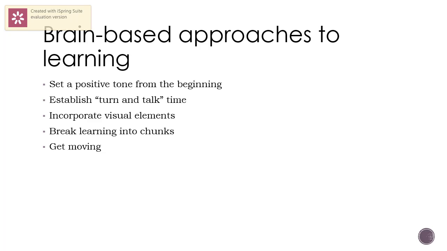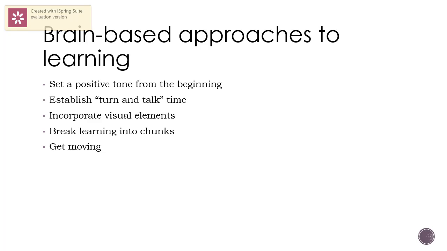Brain-based learning is based on the fact that all students learn differently. Therefore, the strategies used to teach students must vary to meet all students' needs. The following 5 strategies are excellent approaches to make this possible. First, set a positive tone from the beginning. Setting a safe, positive environment for students can increase student engagement.